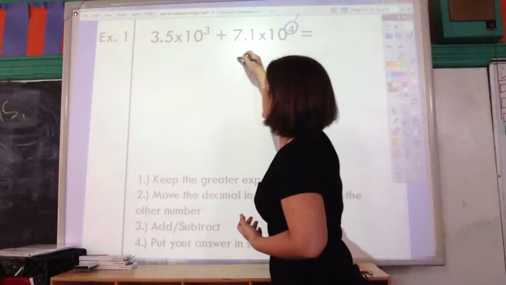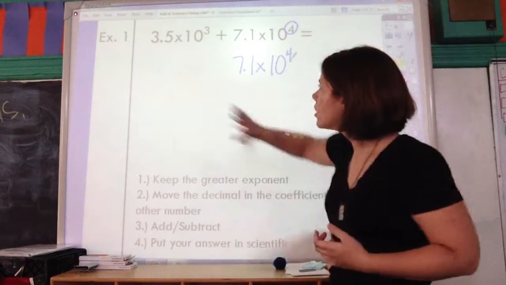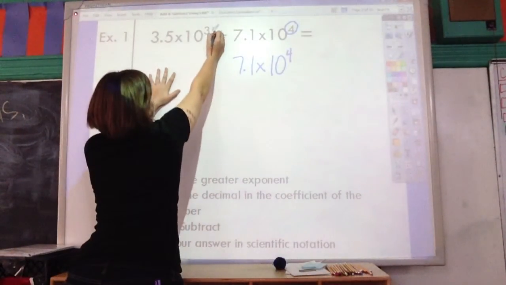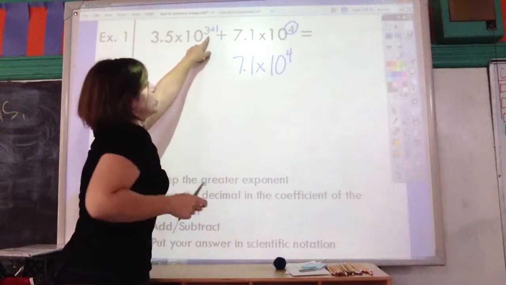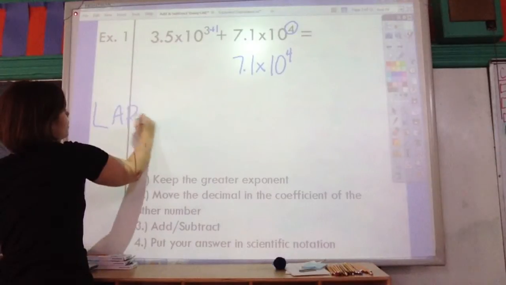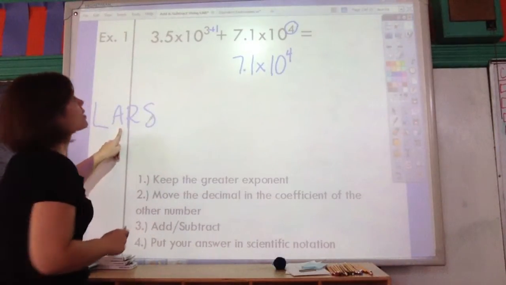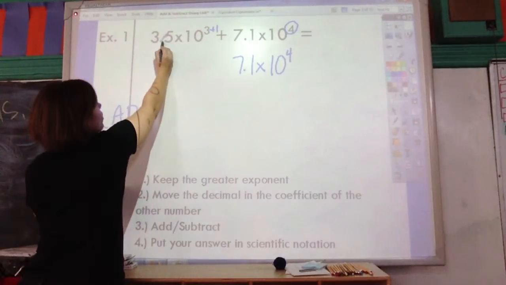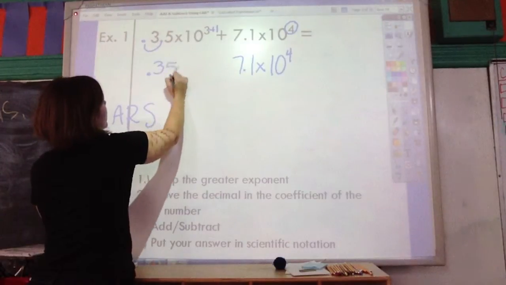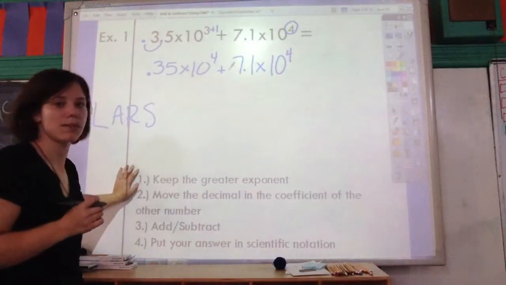So this number is fine. I don't have to do anything to it. 7.1 times 10 to the 4th. But then this number, what I need to do is increase my exponent by 1, because 3 plus 1 is 4. And remember LARS, when I move my decimal left, that's when I can add to my exponent. So I need to grab this decimal and move it 1 step left. So the number I'm working with is 0.35 times 10 to the 4th plus 7.1 times 10 to the 4th.